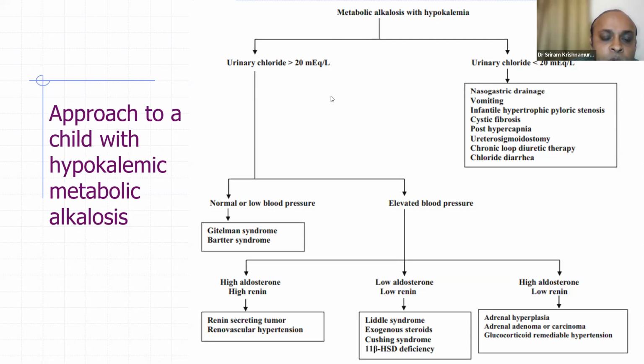Whereas when you have a urinary chloride more than 20, you have to see whether the blood pressure is normal or low. If it is low, it could be a Gitelman syndrome or a Bartter syndrome. If it is high, we would classify based on high aldosterone, high renin, or low aldosterone, low renin, or a high aldosterone, low renin. If you have a high renin and aldosterone, it could be renovascular hypertension or a renin secreting tumor. If it is a low aldosterone, low renin, it could be a Liddle syndrome, 11 beta hydroxysteroid dehydrogenase deficiency, or it could be exogenous steroids or Cushing syndrome. When you have a high aldosterone, low renin, it could be a glucocorticoid remediable hypertension, for example.